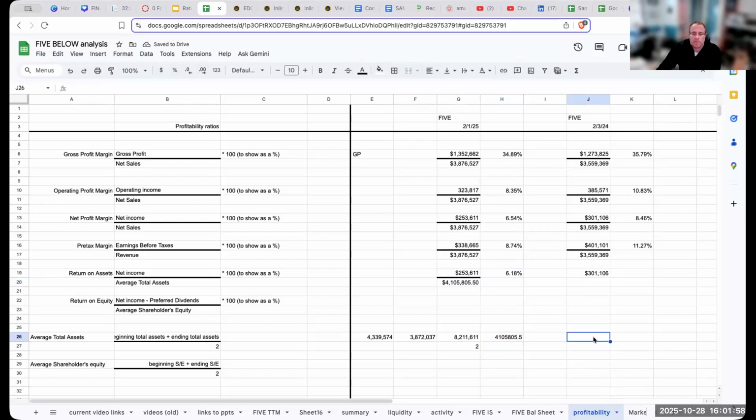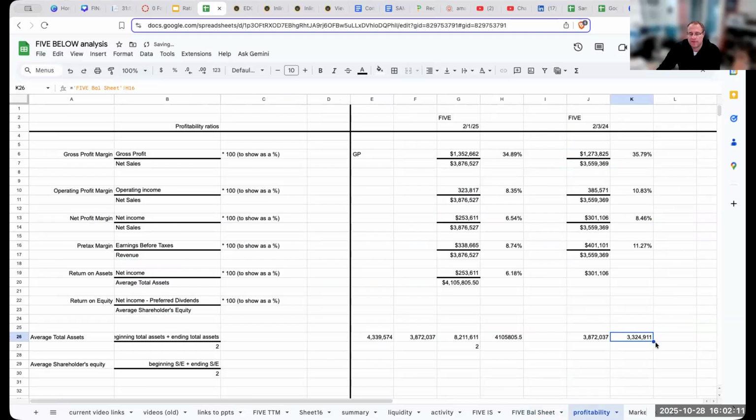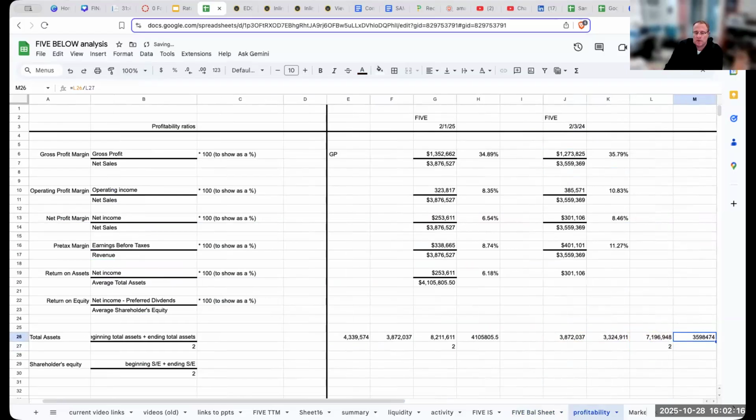Coming over here, my average total assets, my ending assets for the beginning of the prior year. I'm going to go ahead and add in basically 3,324,911. I'm going to add up these 2 results here, divide by 2. I'm going to come up over here with 3,598,474. And so I already know that this is going to be higher. Why do I know that? Because my assets are lower and my net income is higher. So I had a higher return on assets by about 8.37%.